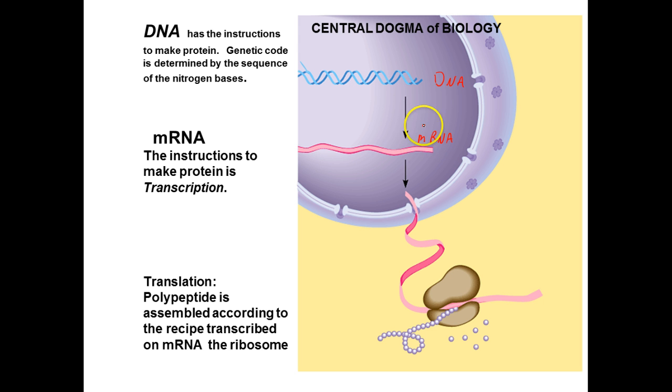And from that information the mRNA has transcribed, it then goes out to the cytoplasm, to the ribosome. And there at the ribosome, the mRNA has the recipe to assemble the amino acids, which, if you remember, are the monomers of proteins, to assemble your polypeptide. Okay, and that's the classical central dogma of biology.